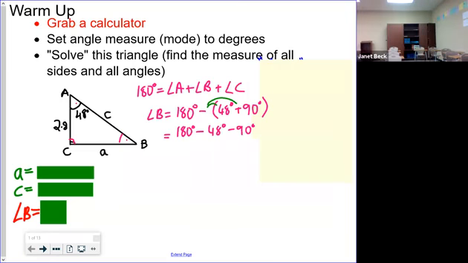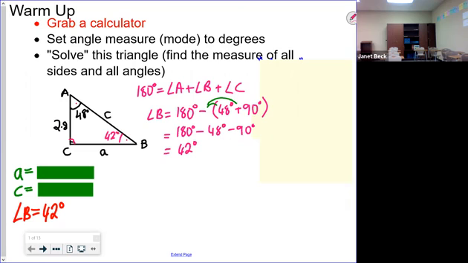So calculate angle B for me. It's basically going to be 90 degrees minus 48. It's going to be 42 degrees. So that's angle B. We now know this is 42 degrees. And we've still got to find 2 sides, A and C.